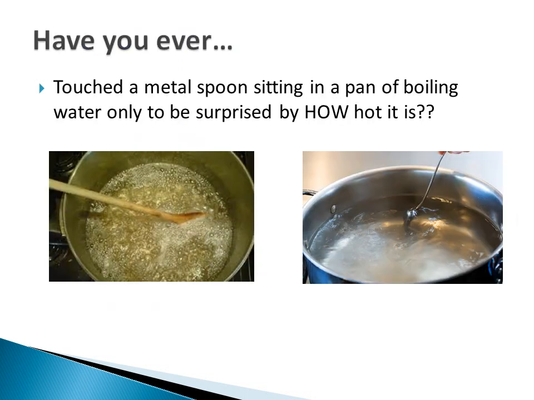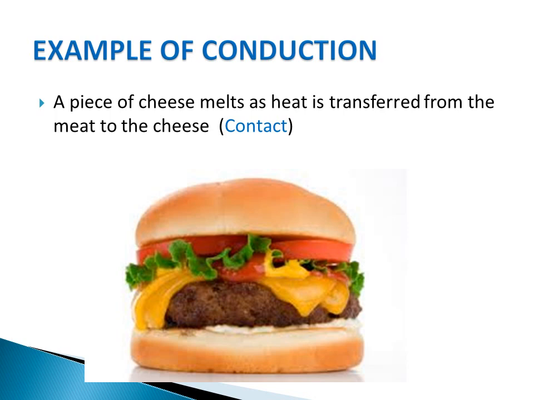Look at this picture. Have you ever touched a metal spoon sitting in a pan of boiling water? Why is the spoon getting hot? Through conduction from the water, heat is transferred to the spoon. Another example, you can see in this picture: the piece of cheese melts as heat is transferred from the meat to the cheese by direct contact. This is another example of conduction. Okay, so we already discussed the first way of heat transfer, that is conduction.